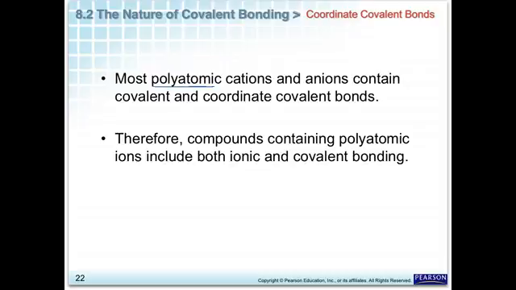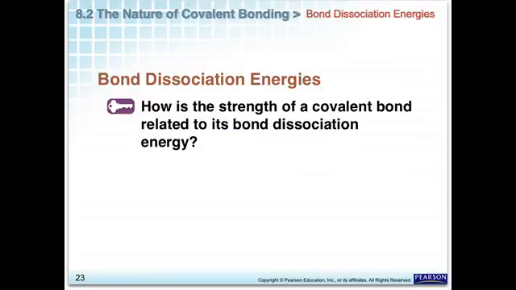Polyatomic ions, some are positive cations, most of them, however, are negative anions. They contain both covalent bonds and coordinate covalent bonds, and any compound that contains a polyatomic ion would have both ionic and covalent bonding at the same time.